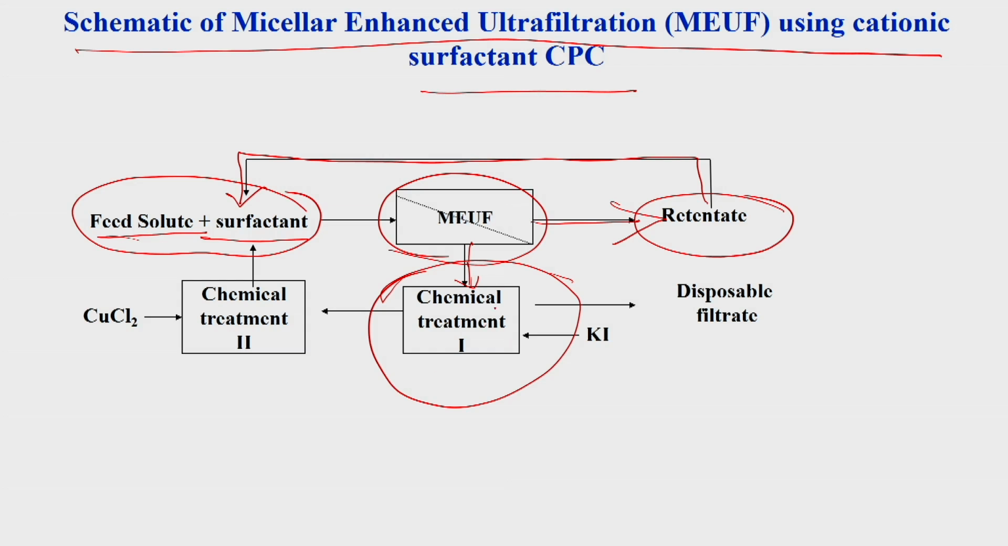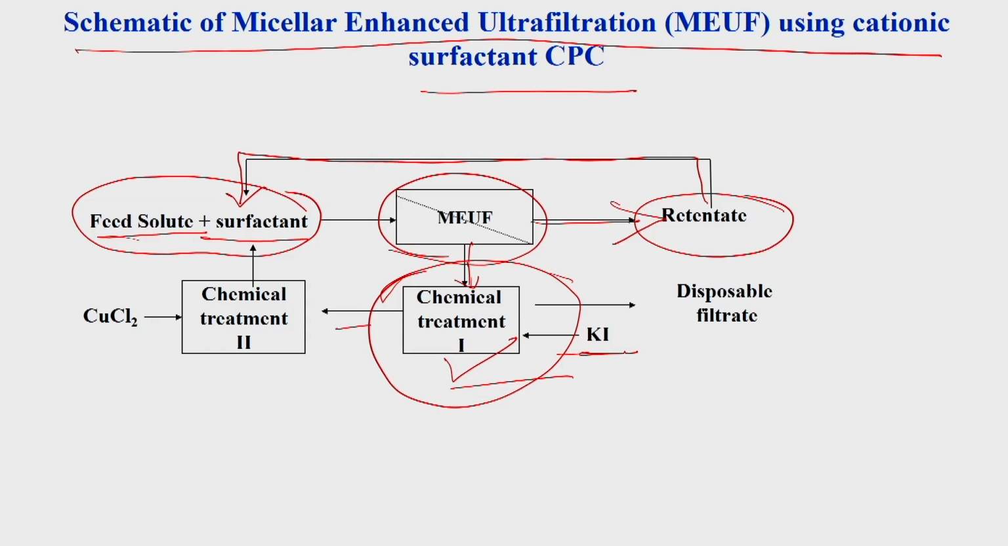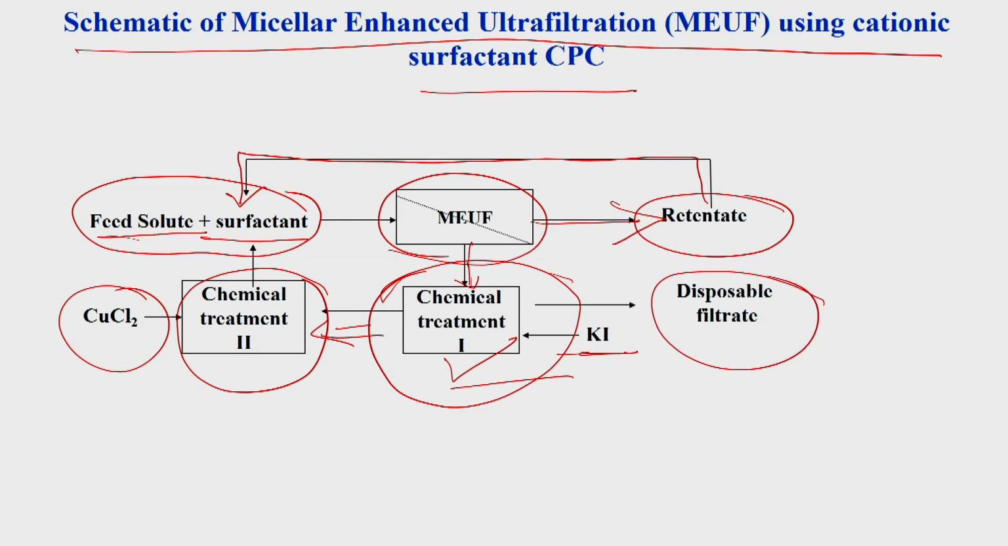So, we will go for the first chemical treatment with the help of potassium iodide, and we will first trap these monomers, or if there are micelles, these will be trapped by potassium iodide. Then we will regenerate in the chemical reaction 2 scheme using copper chloride to give again cetylpyridinium chloride. We will discuss this one, and during this chemical treatment process 1 using potassium iodide, whatever disposable filtrate there is, we need to discard it. We will discuss this later on.